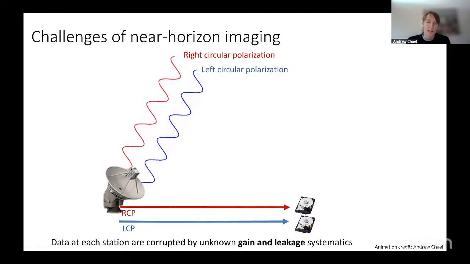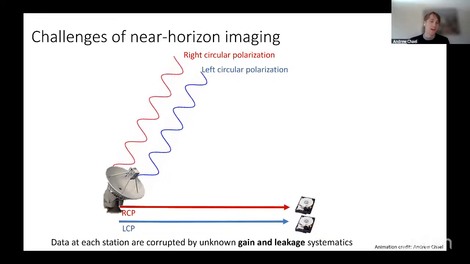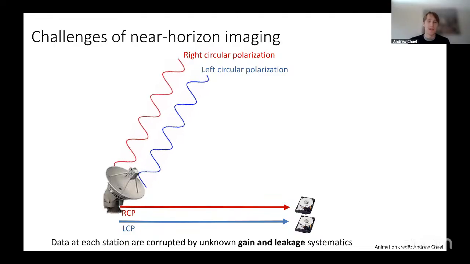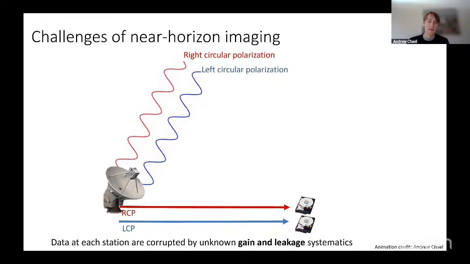But the problem doesn't actually end there. That's only half of it. The second issue with EHT data that makes imaging challenging is that we have corrupting effects in our telescopes that add systematic uncertainty and biases to our observations. So particularly in polarization, we have several different effects.